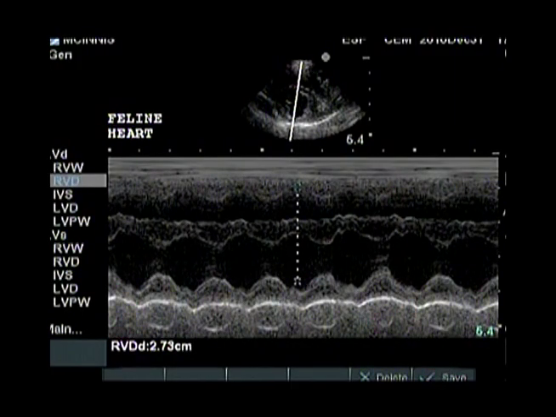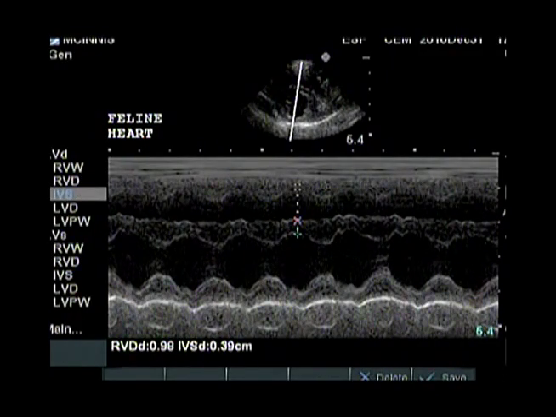Place the first cursor on the endocardium of the right ventricular free wall, and the second on the endocardium of the right ventricular side of the septum, at the thinnest part of the muscle walls and the widest point of the right ventricular chamber. Note that I use the left side of the horizontal bar of the calipers to make measurements.